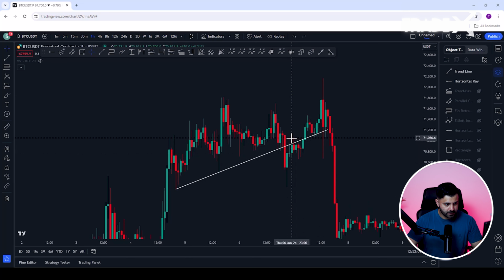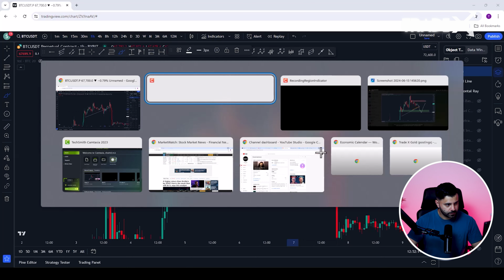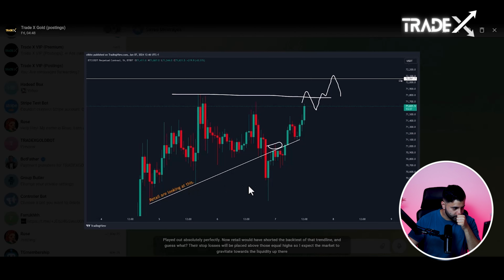We got a classic retest of the trend line, and this is what I sent out in the group. Once we've got that move, we went long as soon as we sweep the liquidity under that low, and then I said it played out absolutely perfectly.